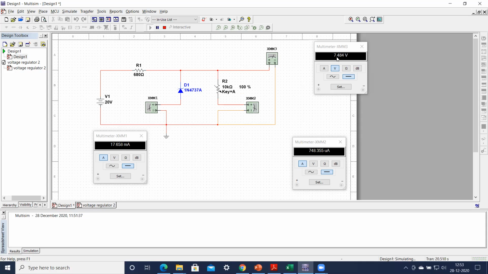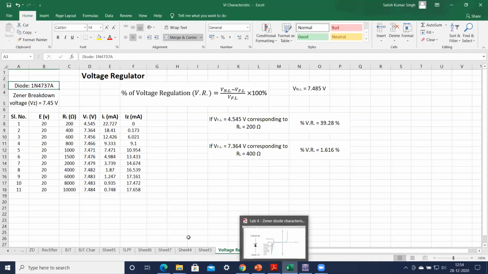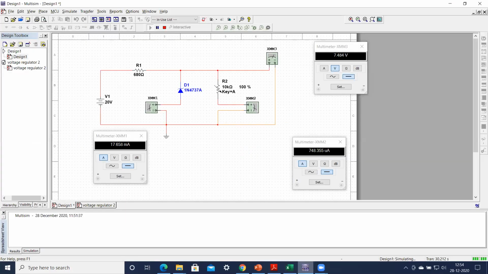Okay, so for the 10 kilo ohms, you can see this result 7.484. This becomes 748 microamps, so it is 0.748. So the load current becomes very small, 0.748 milliamperes. That is the value. This is the real value, and this is our current through the Zener diode, 17.658.